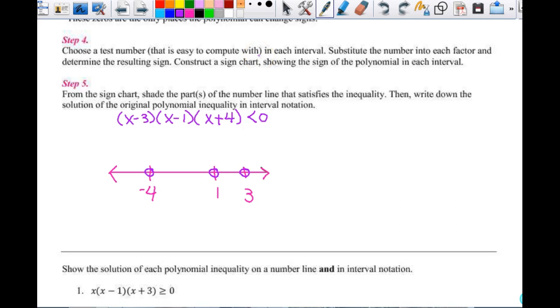Now, let's read that again. Substitute the number into each factor and determine the resulting sign. It does not say determine the resulting number, because I don't really care about what the actual number is. I'm going to determine the resulting sign, and we construct a sign chart. So I have 3 factors here. Okay? These are each our factors.